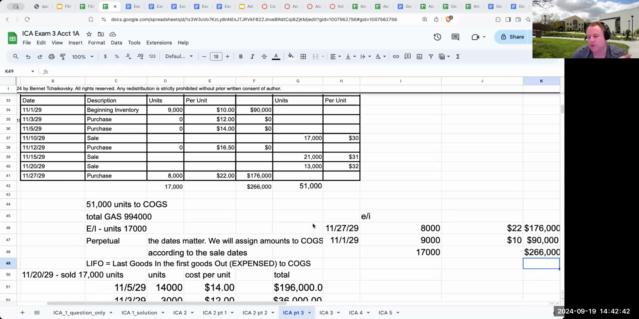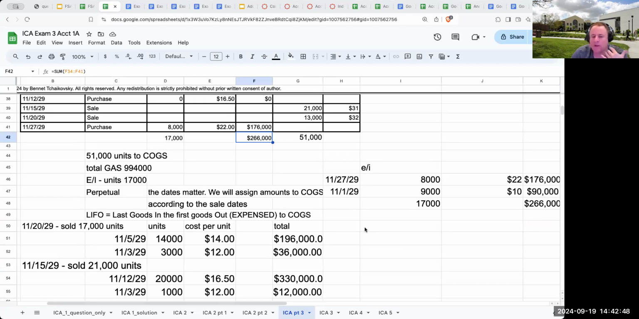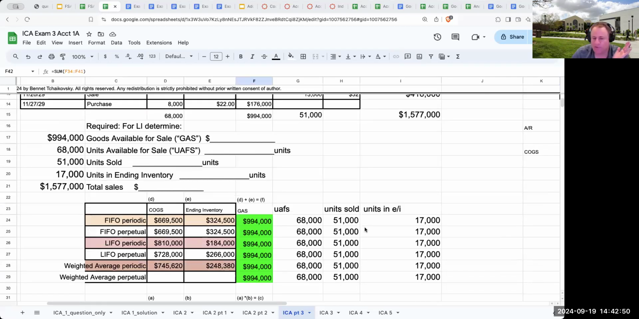Now, you're not going to have the beauty of an Excel sheet to use, so you're going to have to go through and compute it. But again, with these problems, you can either determine the ending inventory value or cost of goods sold and then back into the other, because it's a function of goods available for sale. So anyways, that was LIFO perpetual.